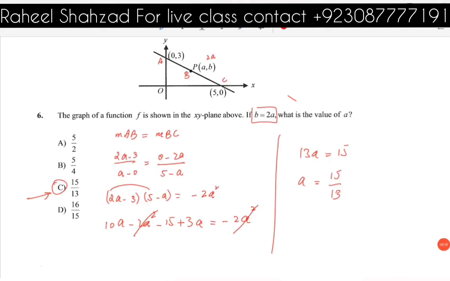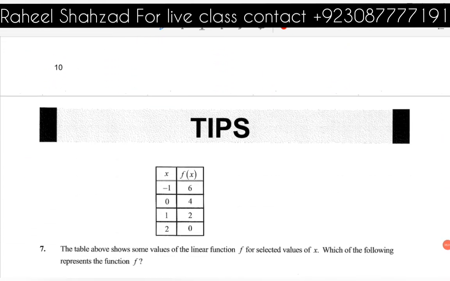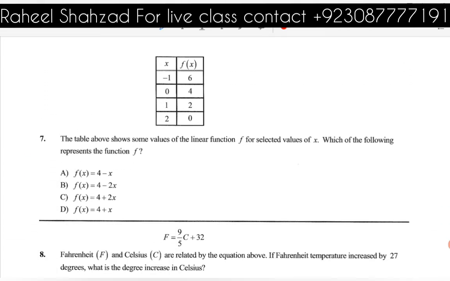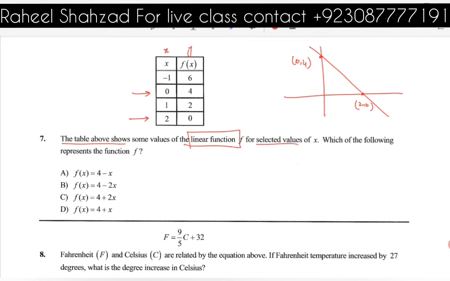Okay, in the next question we have, again the same kind of question, but here we can directly tell some values, that this is x and y. Okay, now these are hints, x and y. So you could draw a sketch. 0, 4 means this is the point, and 2, 0 means this is the point. 2, 0 and 0, 4. Remember, the table above shows some values of a linear function. Now it's a linear function. For the selected values of x, which of the following represents the function?